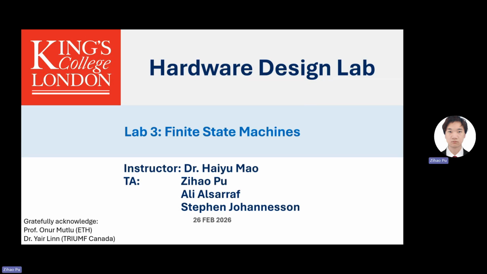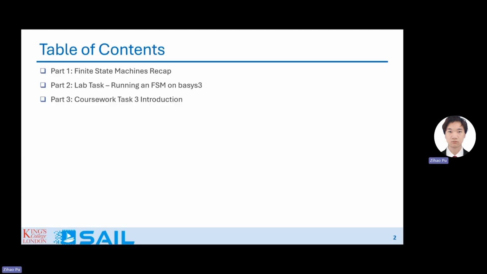Okay, lab 3 is gonna be about finite state machines. So we're gonna have 3 parts. The first part is just an FSM recap because I know you did it last semester. Second part is gonna be the lab task, and the third is gonna be Ziha introducing the coursework, task 3 of the coursework.